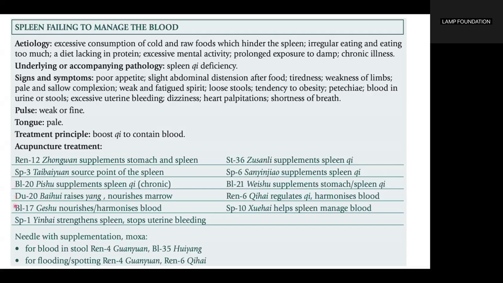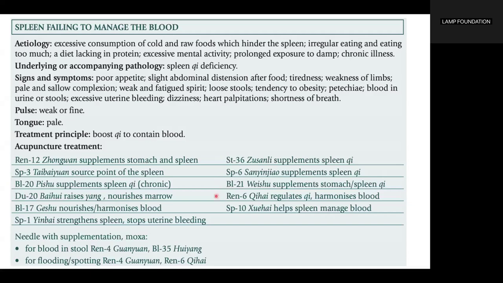Bladder 17 to nourish or harmonize blood. Spleen 1 to strengthen spleen, stop uterine bleeding. Stomach 36 to supplement spleen qi. Spleen 6 to supplement spleen qi as well. Bladder 21, supplement stomach or spleen qi.